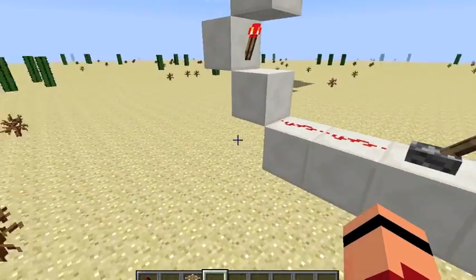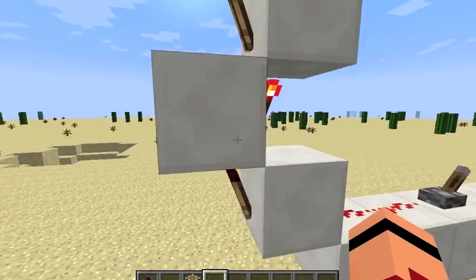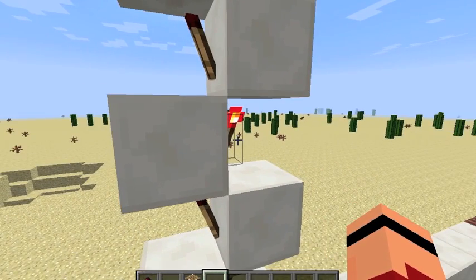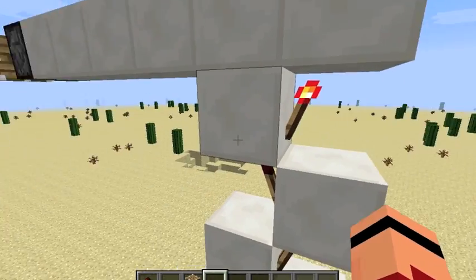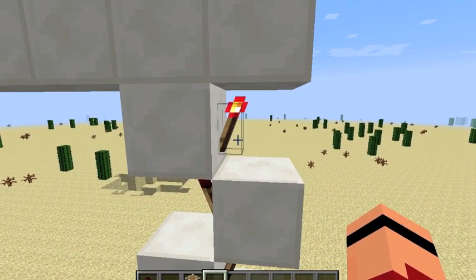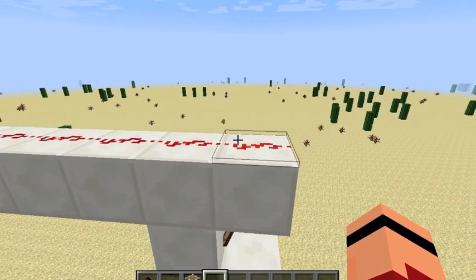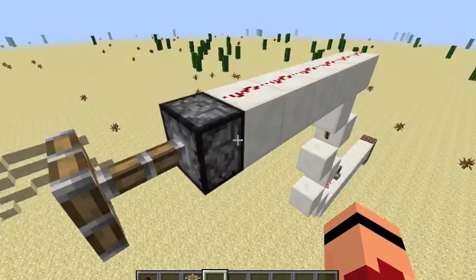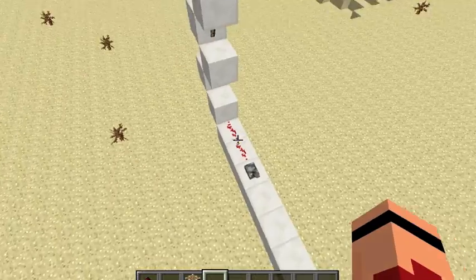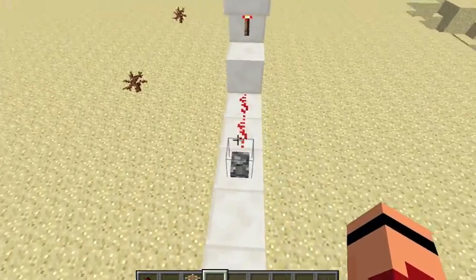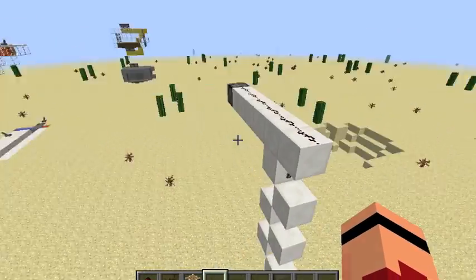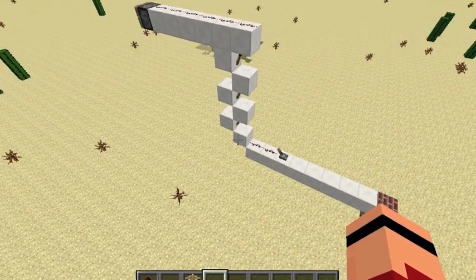But I turned it on, which turns off this torch, so this torch turns on, which turns off this torch, so this torch turns on, which turns off this, and so on and so forth. Finally we got this torch that turns on, which was previously off, so the redstone above it is activated, and activates the piston. So I just successfully managed to control a piston that was much higher than the actual controller.